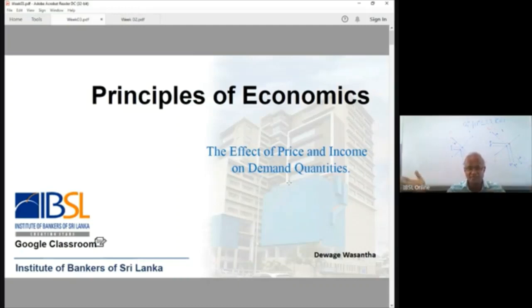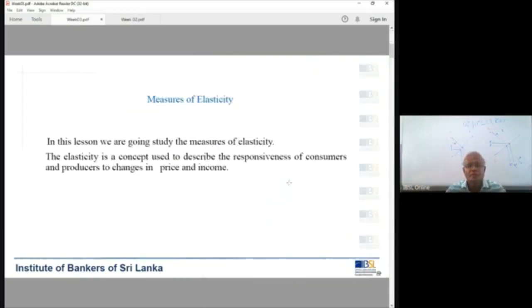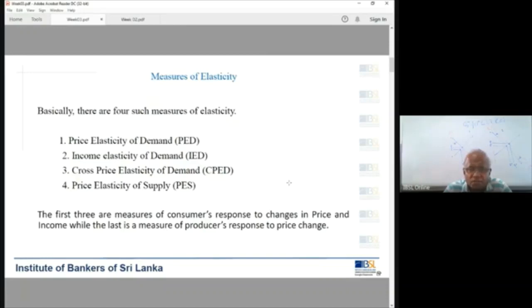Perfectly elastic demand. 4 types of goods. In this lesson, we are going to study the measure of elasticity. Elasticity is a concept used to describe the responsiveness, the reaction, of consumers and producers to changes in price and income. Basically, there are 4 such measures of elasticity.